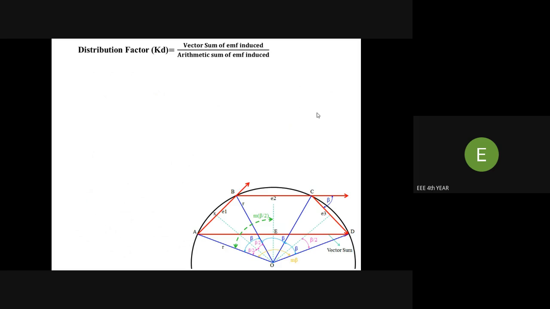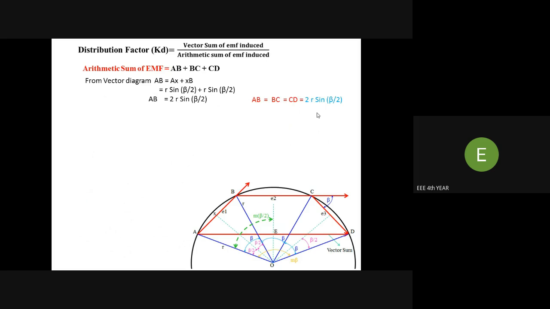The distribution factor is the vector sum of induced EMF per coil to the arithmetic sum of induced EMF per coil. So the arithmetic sum of induced EMF per coil is equal to AB plus BC plus CD. From that vector diagram, AB equals AX plus XB, that is R sin beta by 2 plus R sin beta by 2. So AB equals 2R sin beta by 2.